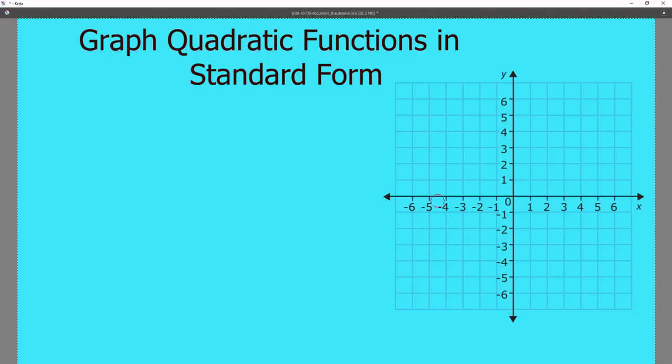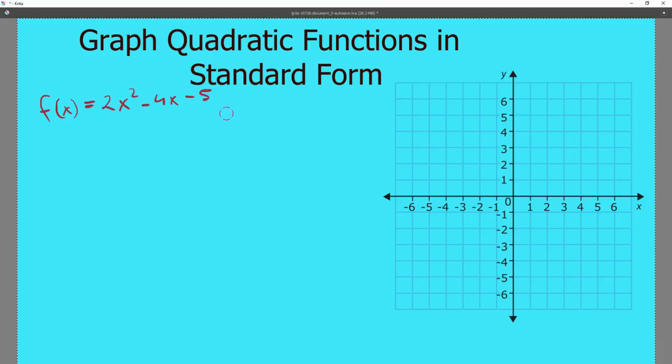Okay, so let's go over how to graph quadratic functions in standard form. This is pretty similar to graphing in vertex form, it's just slightly harder. I'm going to do two examples for you guys. So I have f of x is equal to 2x squared minus 4x minus 5. So this is standard form.